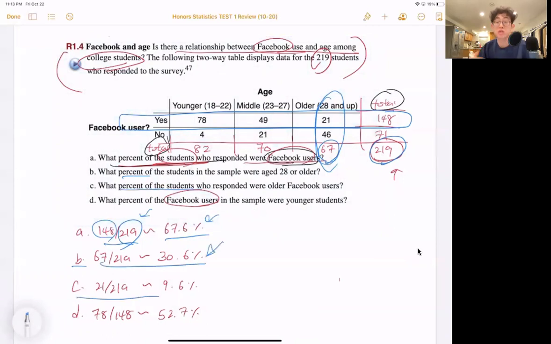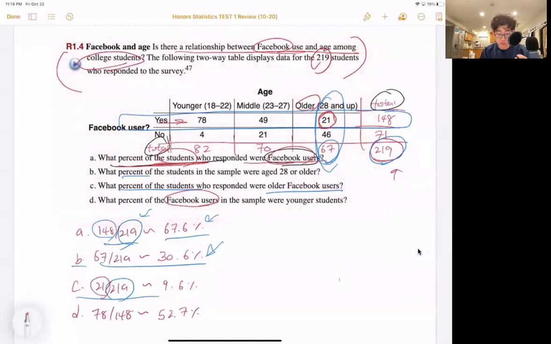Part C, what percent of students? Once again, my denominator number still doesn't change. Out of the total number of students, how many were older Facebook users? Older Facebook users is this number only, because that's the category of older and the Facebook user with the yes. That's 21 only out of 219, roughly about 10%, 9.6%.